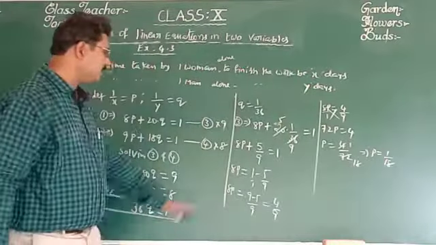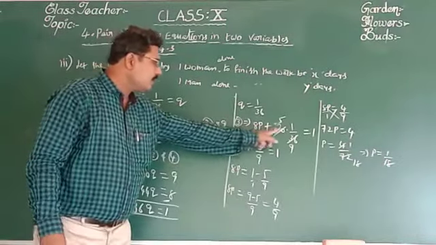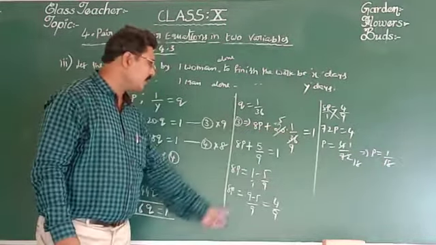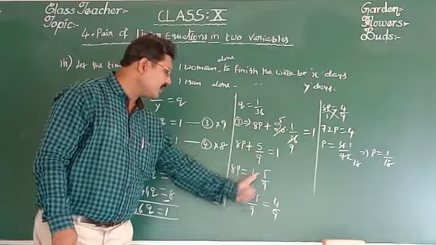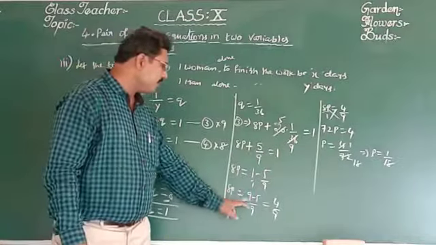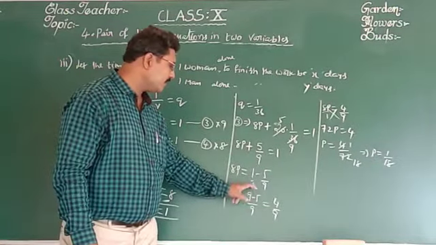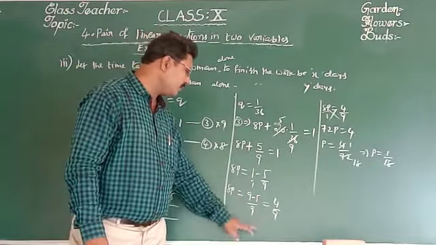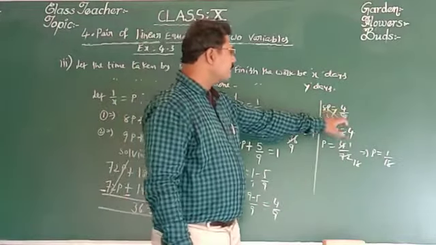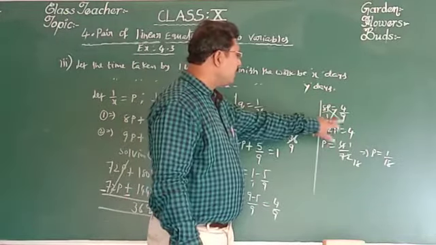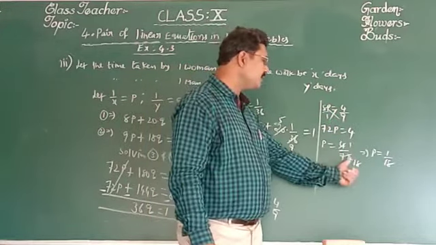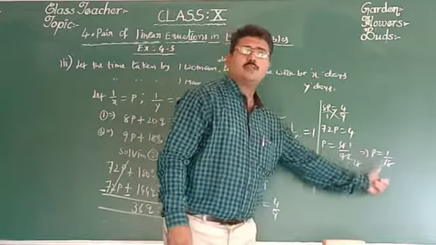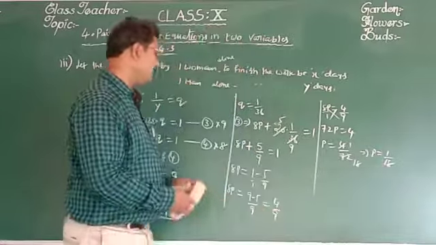Did you all understand, children? So 8P plus 20 into 1 by 36 is equal to 1. 8P plus 5 by 9 is equal to 1. 8P is equal to 1 minus 5 by 9. Taking LCM 9, 9 minus 5 is equal to 4 by 9. By cross multiply, 8 9s are 72P is equal to 4. That implies P is equal to 4 by 72, that is 1 by 18.